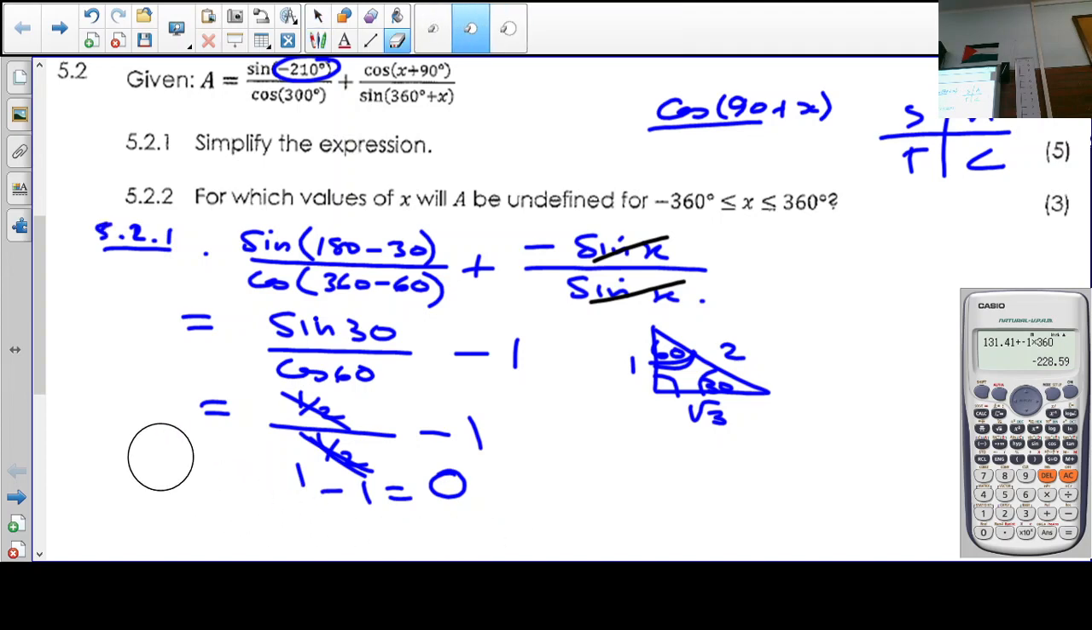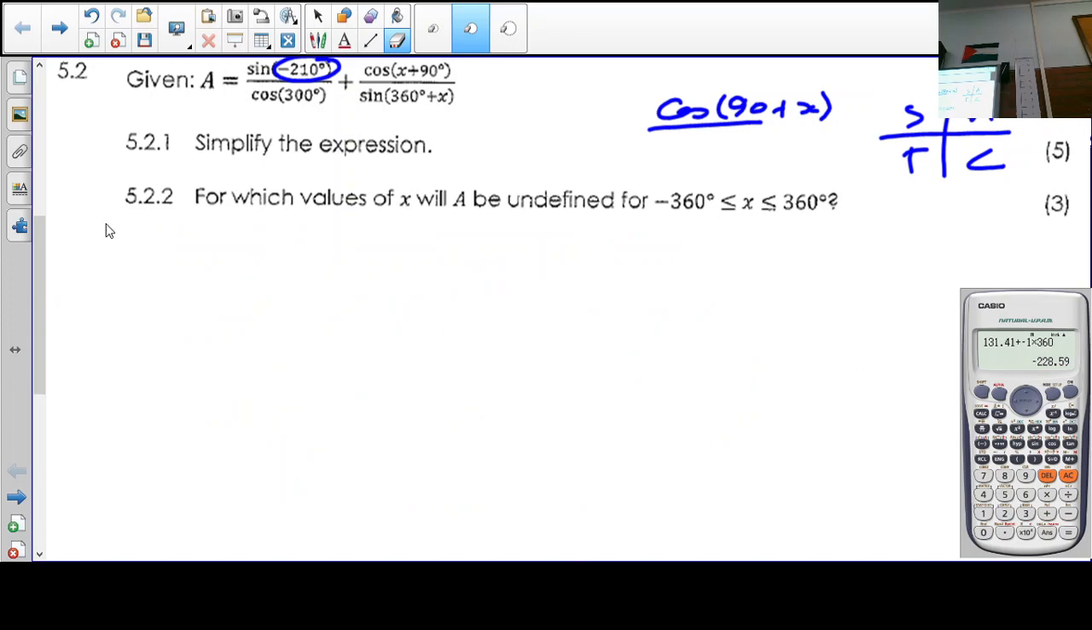Then in the next question, we are asked in 5.2.2 for which value or values of x will A, which is this expression, be undefined for x greater than or equal to negative 360 but less than or equal to 360. So when will this be undefined? This will never be undefined because that is definite, it's a constant. It will always be half.